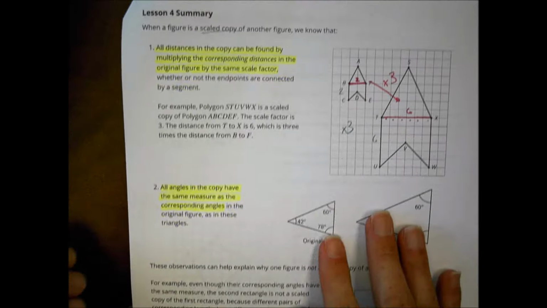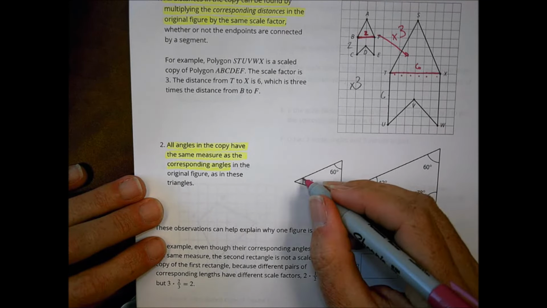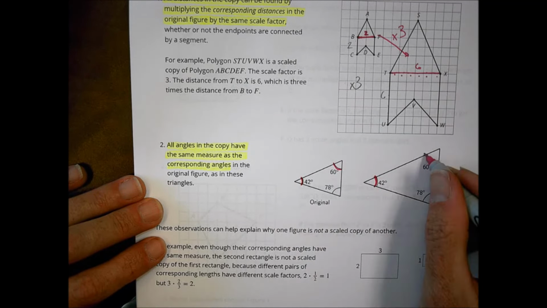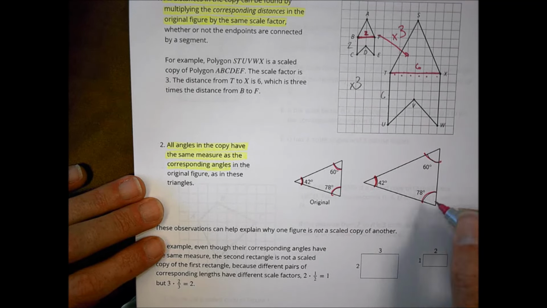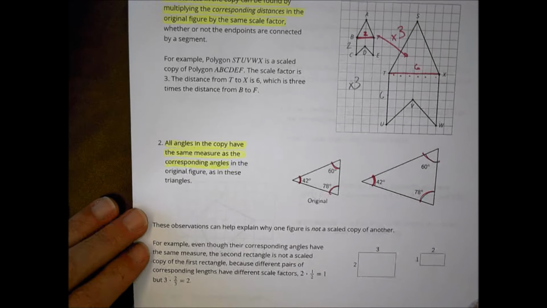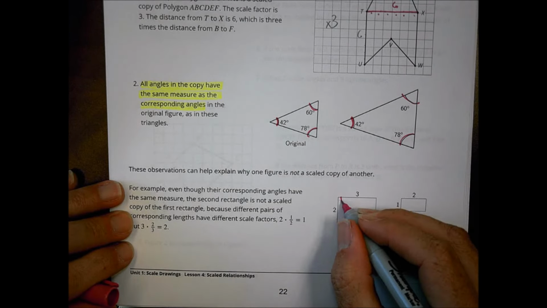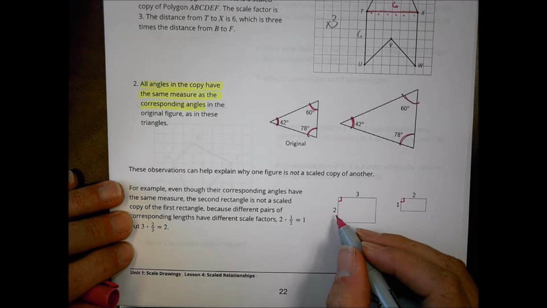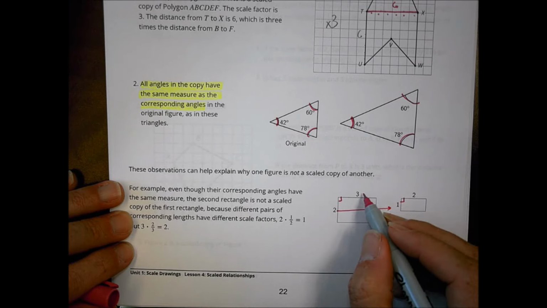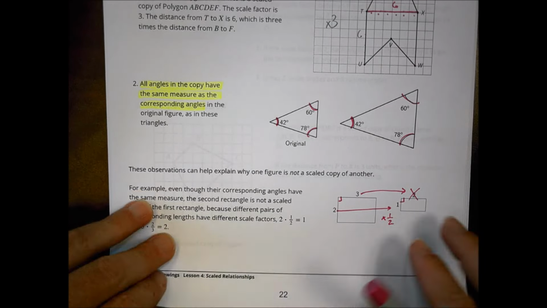The other part here is that all angles in the copy have the same measure as the corresponding angle. So this 42 matches this 42, and this 60 matches that 60, and 78, that's 78 there. So that helps us understand why a shape might be a scaled copy and why it may not be a scaled copy. While I could take a shape like this and say they all have 90-degree angles, that's great, but to go from a 2 to a 1 is a scale factor of multiplying by a half, but half of 3 is not 2, so this would not be a scaled copy there.